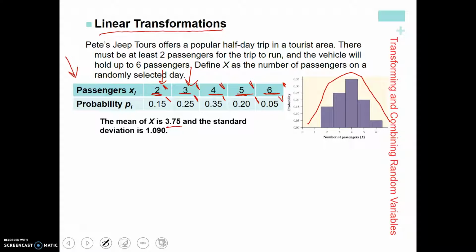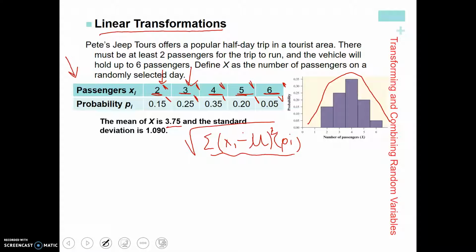Then you'd find the standard deviation, which would just be this formula right here. It would be your xi value minus your mean, squared, times your probability, and then you'd have to square root the whole thing because what's inside would be your variance. But we found our mean and our standard deviation.